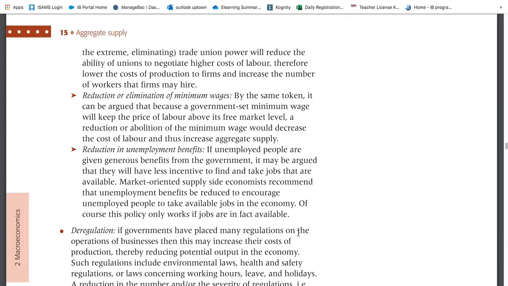Getting rid of unemployment benefits. Market-oriented supply-side economists recommend that unemployment benefits might encourage more people to stay unemployed. So if you remove them or lower them, it will force people to get off their butts and get jobs. Once again, this is very controversial because a lot of people are unemployed for extenuating circumstances that might need that support. So there's always going to be two sides of the story for this.